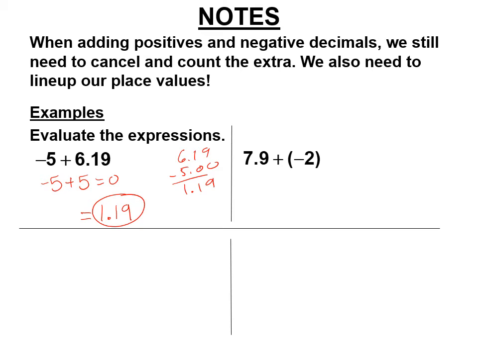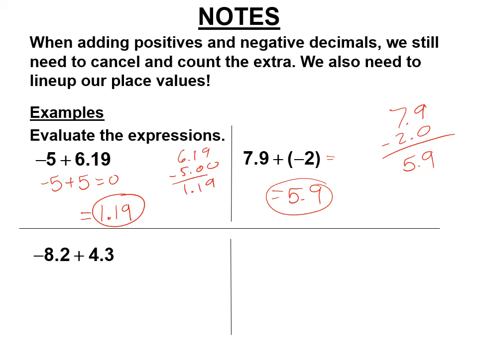Again, so we have 7.9 plus negative 2. Now we're going to line up our decimal points, right? The 2 goes under the 7 because the 2 is a whole number, not a decimal. And we have positive 5.9. In both these cases, we had more of the positives, so the answer was positive, right? You get 7.9 for positives and only 2 of the negatives.